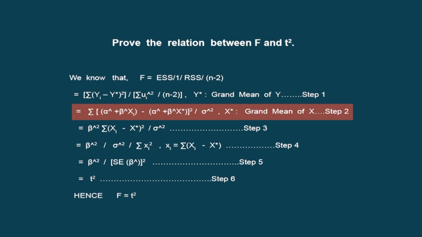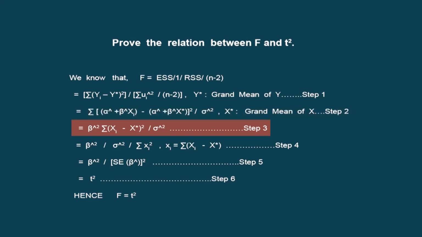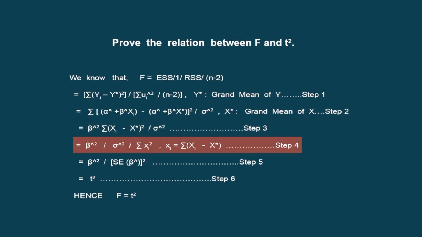Now we actually go for the expression of beta hat square, because after simplification, alpha hat gets cancelled, beta hat can be taken common, and if we remove the bracket it becomes beta hat square, and within the bracket we can write xi minus x star whole square divided by sigma hat square as usual, which happens to be step number 3. When we go to step number 4, we are basically writing summation of xi square, because we are converting the deviation from the grand mean into the small letter.